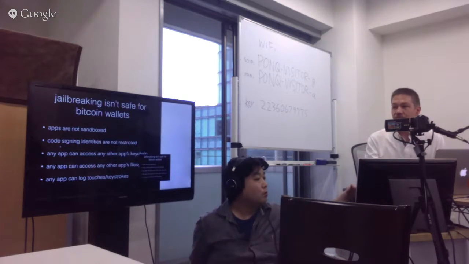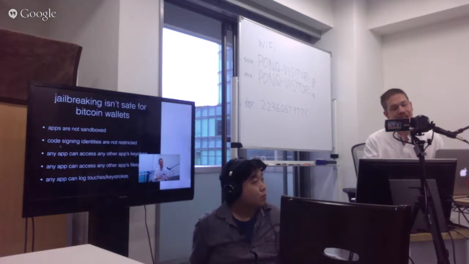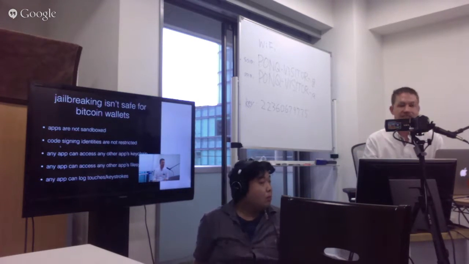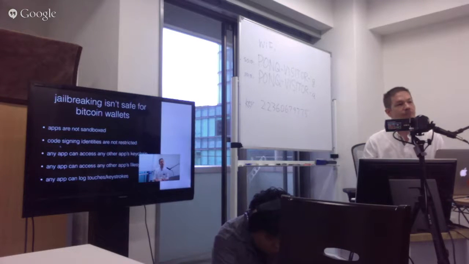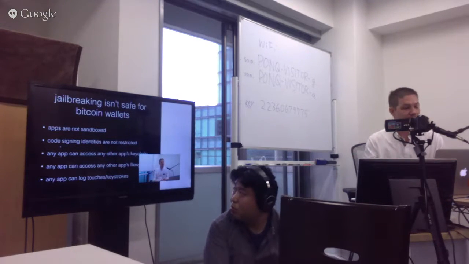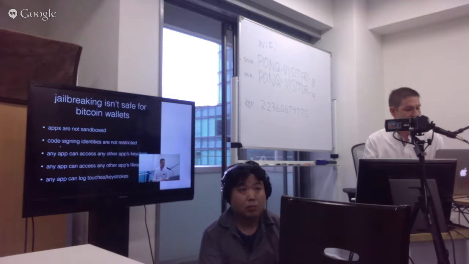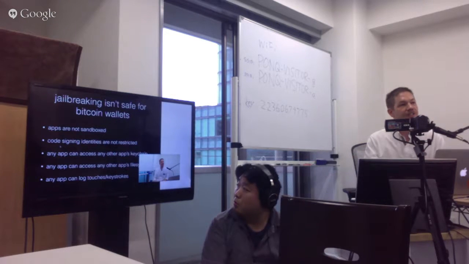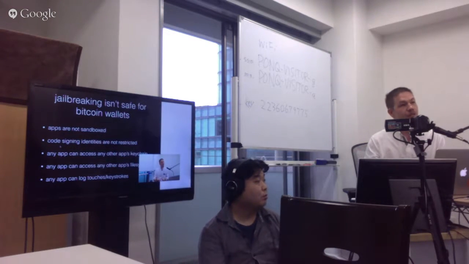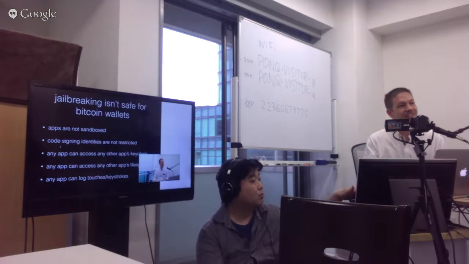You want the device to be locked down and restricted so that it can only run safe operations. When you jailbreak a phone, apps are no longer sandboxed. Any app can access any other app's data. Code signing is not enforced, so any malware can be installed on your device, or you can be tricked into installing malware on your device. Any app can access any other app's keychain data and file system data. And even if you were to encrypt it with a password, a piece of malware could just sit on your phone and wait for you to type in your password to decrypt the key.